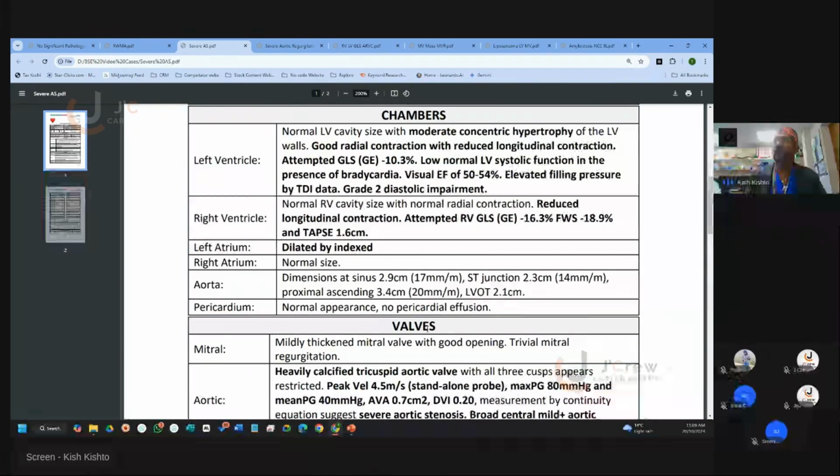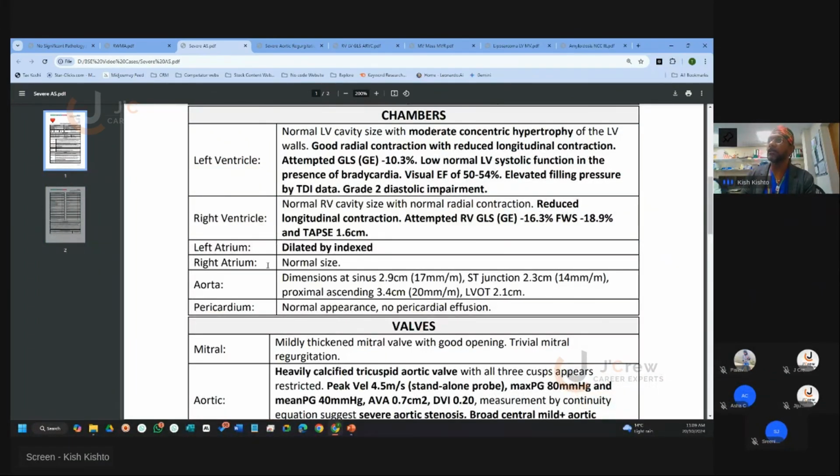This is how you put it down. And then you have your elevated filling pressure by TDI, grade 2 diastolic impairment. Again, I think that's changed now in our guideline. We don't grade them 1, 2, 3. We just say whether they're impaired or not, and elevated filling pressure or not.